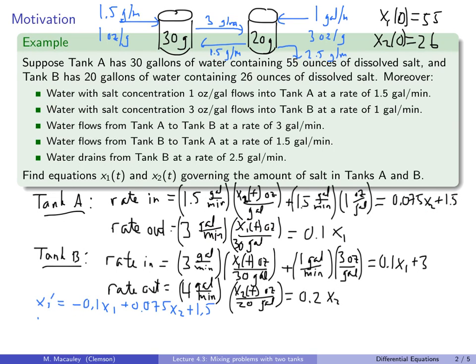And then x2 prime is, so rate in, it's this minus this. So it's positive 0.1 x1 minus 0.2 x2 plus 3, because again it's this minus this. So we got a system. We also have initial conditions, which I'm not going to rewrite, but they are up here. So we could write this in matrix notation, and let's do that on the next slide.